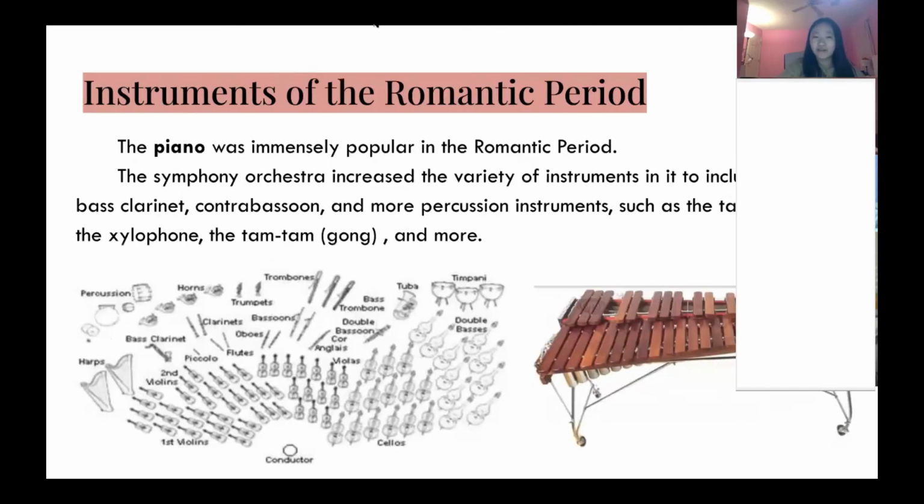Okay, so instruments of the Romantic period. The piano was immensely popular in the Romantic period, and the symphony orchestra increased the variety of instruments even more. If you remember, 2 weeks ago, we said the symphony orchestra increased the number of instruments in the classical period. Now they did it even more, because I guess technology or something. So now there's a bass clarinet, contrabassoon, so a really low bassoon, and more percussion instruments. As you can see in this picture, that is an orchestra.